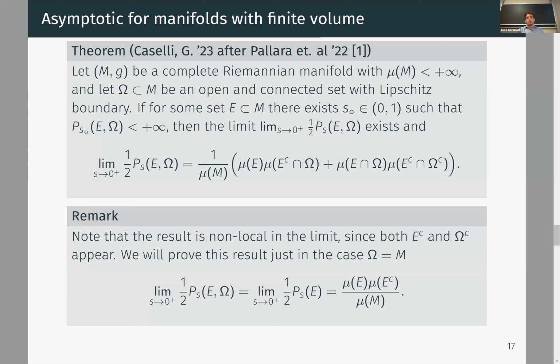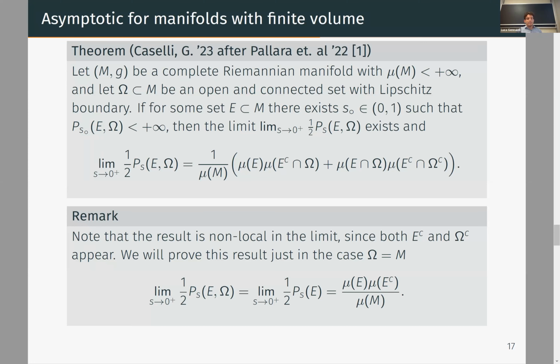Basically, they work just with the Gaussian space, which is Rn with the Euclidean norm and the weighted Lebesgue measure with the Gaussian. And we prove that every manifold with finite volume, actually any weighted manifold with finite volume, has to have this behavior of the asymptotics as s goes to 0. As I told you, the asymptotic should behave like a volume. And in fact, in the result, if you see the limit, you just have volume terms, right?